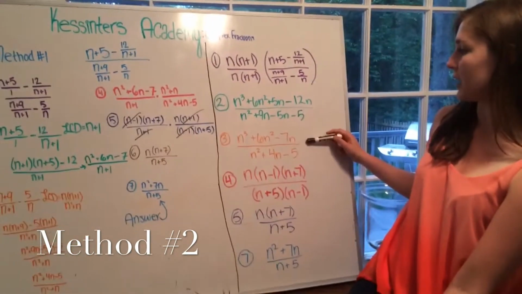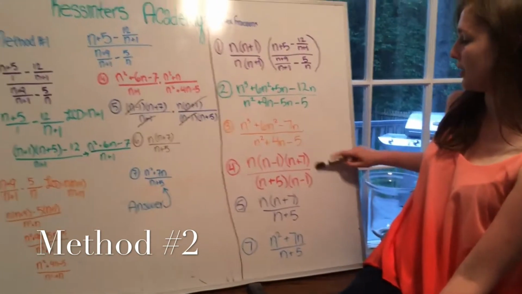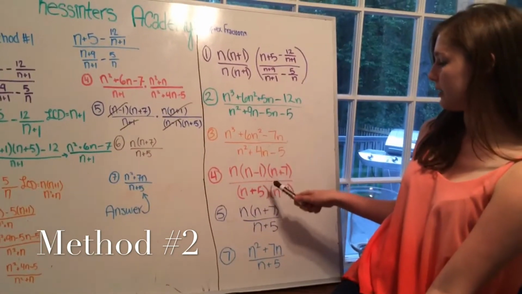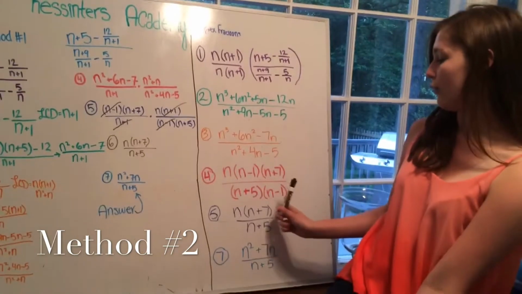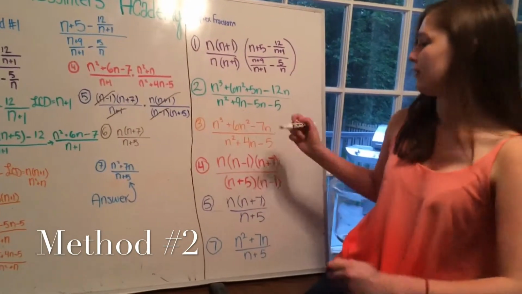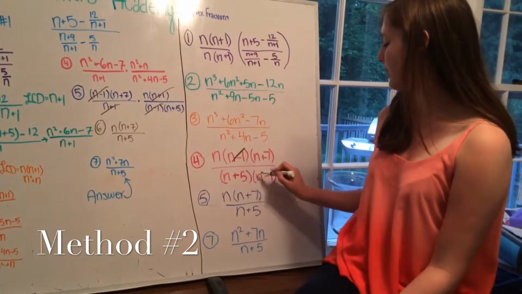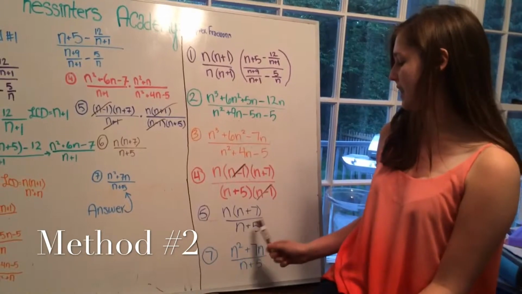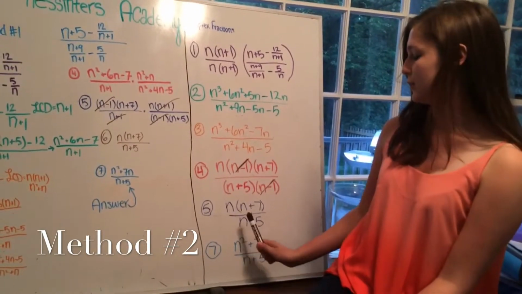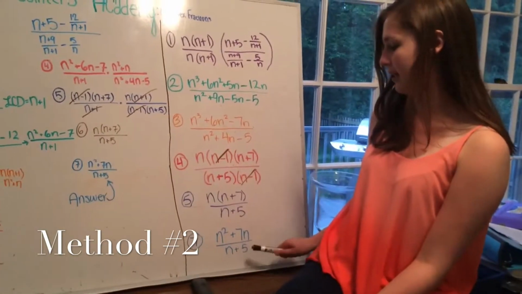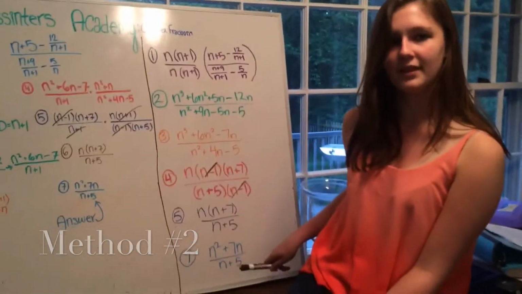Then you simplify and combine like terms. From there you factor it out, so you'll get n times n minus 1 times n plus 7 over n plus 5 times n minus 1. Then you can cross out n minus 1 and n minus 1. By doing so, you get n times n plus 7 over n plus 5, which you can then distribute the n to get the final answer of n squared plus 7n over n plus 5.